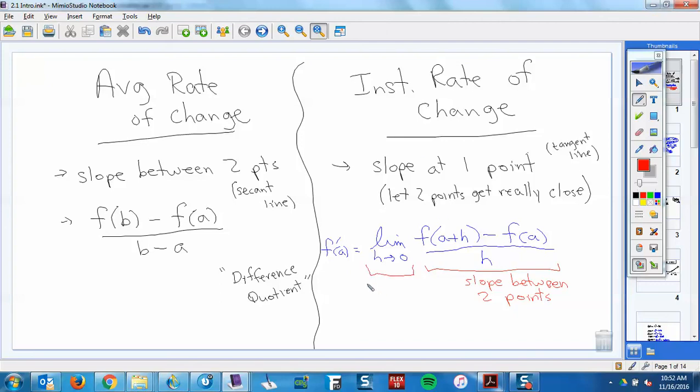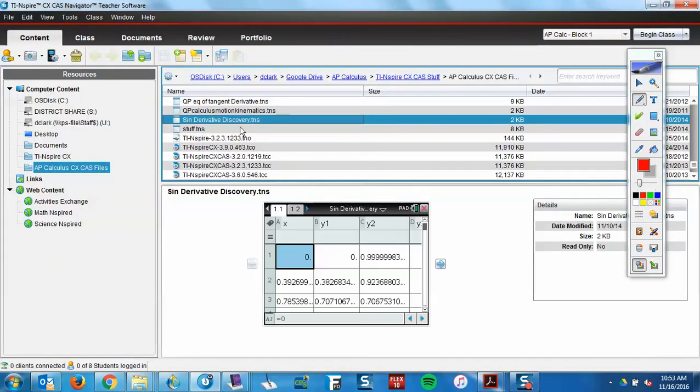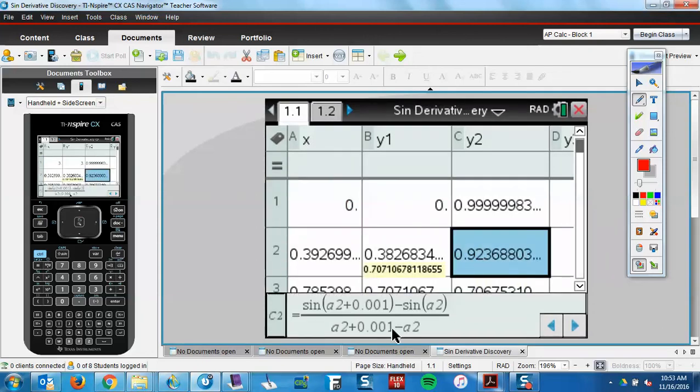And then this part lets the 2 points become 1 point. The limit piece of it lets the 2 points become 1. And that's how we get slope at 1 point. And it comes right back to what we did with this document here. When you think about it, it's nothing more than that little formula that I put in right there, but instead of putting 0.001, we put h, right? The h is like the 0.001.